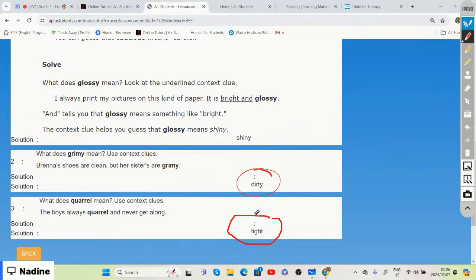And then once again, before we move on, then we have grimy, which means that it is dirty. And to have a quarrel is like having a fight, but it's a verbal fight, right? You guys are exchanging words, and that is a quarrel. A quarrel is a fight.